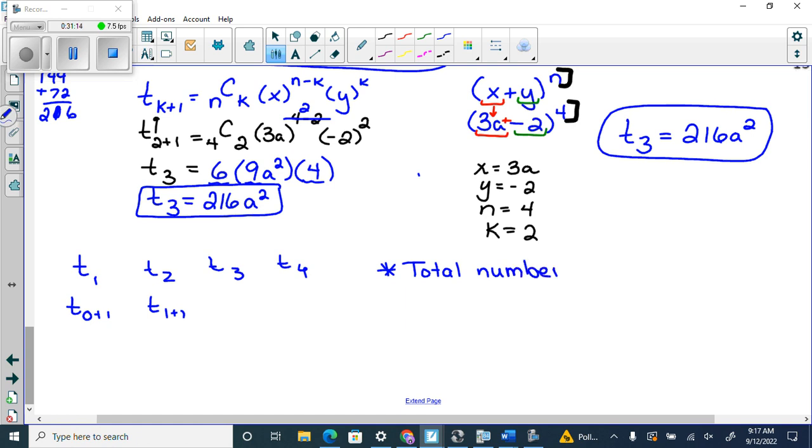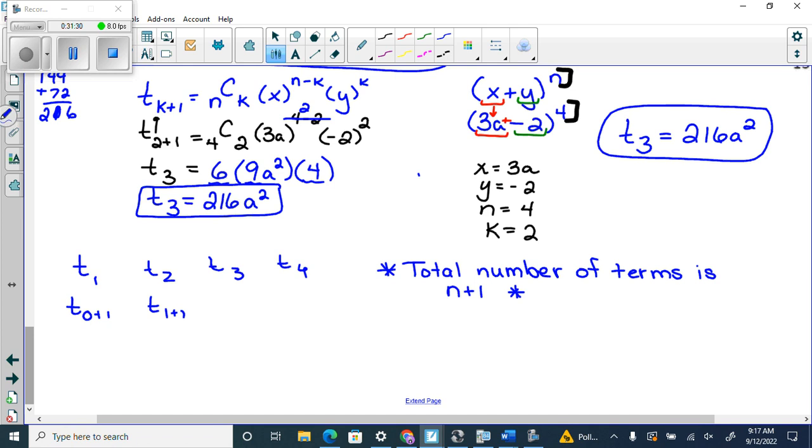Sometimes that's all that's asked. It is n plus 1. So in this case, n was 4, so we actually got 5 terms, right?